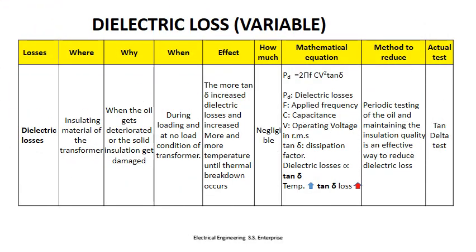Next one is dielectric loss. Dielectric losses occur in the insulating material of a transformer when the oil gets deteriorated or the solid insulation gets damaged. It occurs during loading and no-load conditions of a transformer. As tan delta increases, dielectric losses and temperature increase more and more until thermal breakdown occurs. These losses are usually negligible.